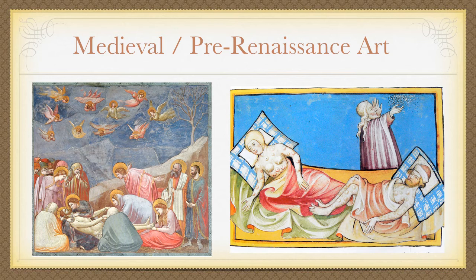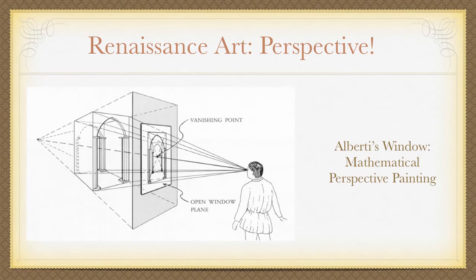Now, this starts to shift for a number of reasons. One, this explosive understanding in the Renaissance of art as it relates to architecture and mathematics. So, for example, here's a guy named Alberti who comes up with this notion that you can understand how to correctly represent the world three-dimensionally through math.